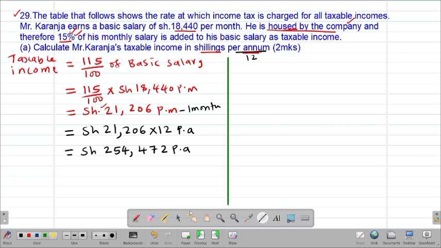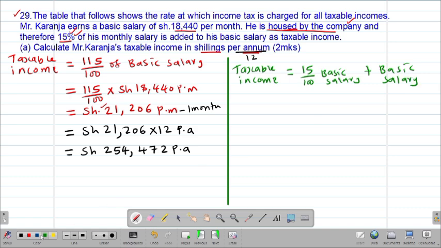Remember, this amount can also be calculated this way. You can also separate the working. So we can also say that the taxable income will be equal to, we can still take the 15% of the basic salary. Then of course we add the basic salary. So remember, in this case, the basic salary is representing our 100%. Then of course the 15%, this is what we are calling the house allowance. So if you take 100% plus 15%, that is why we are getting 115%.